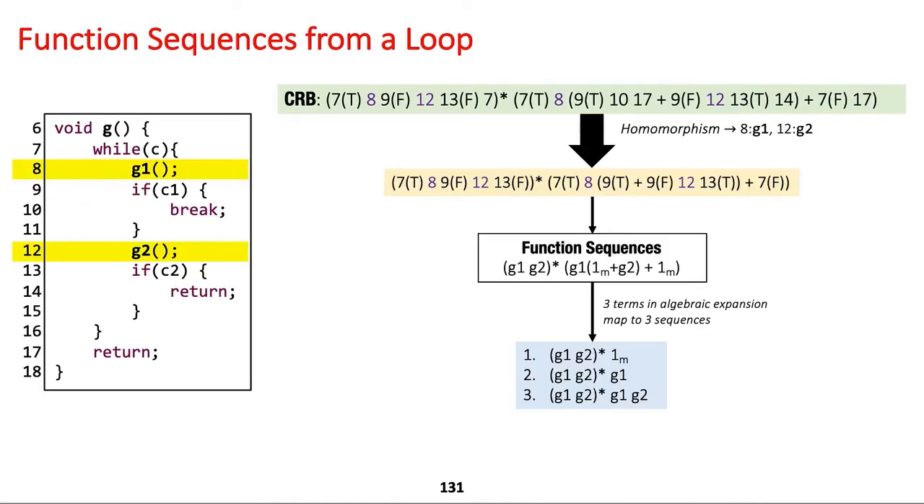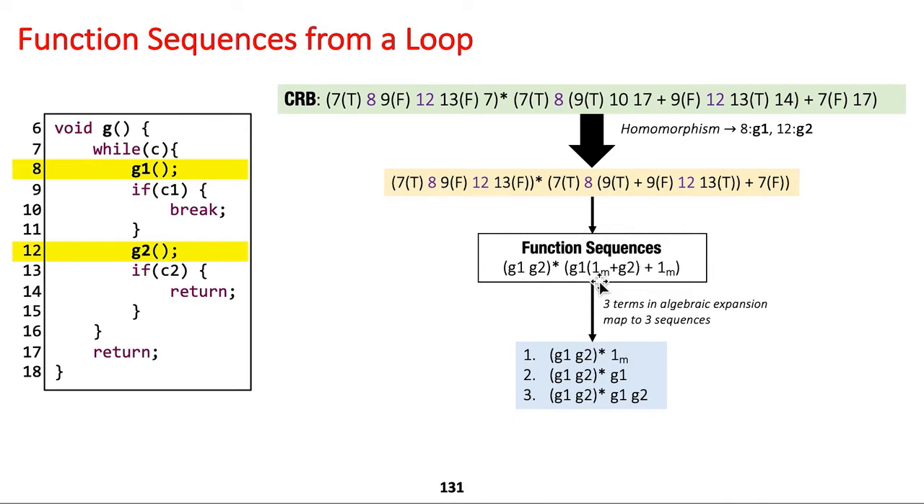Now let's count the number of function sequences for a loop. So we have a loop here with function calls g1 and g2. Those are the relevant statements. Given the CRB for the program, we apply the homomorphism with the program statements 8 and 12 as relevant statements. We get this reduced CRB for relevant execution behaviors. In this case, the relevant execution behaviors are function sequences, and we get this algebraic expression for the function sequences.